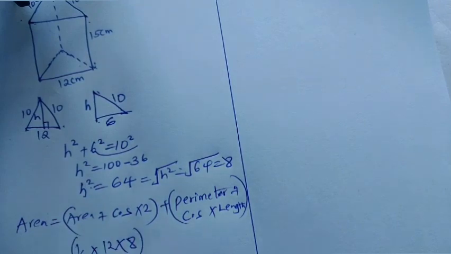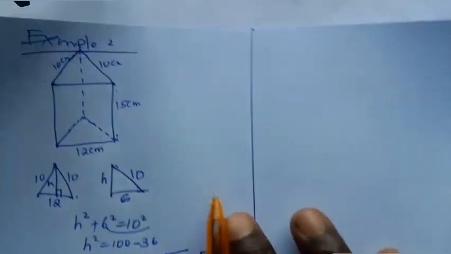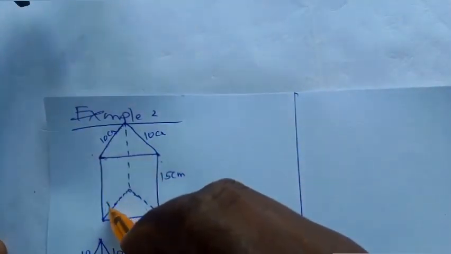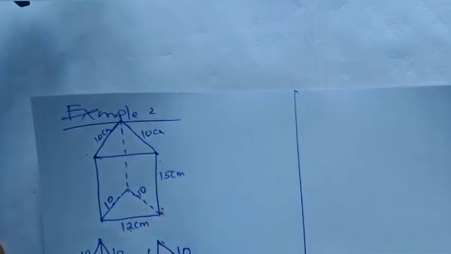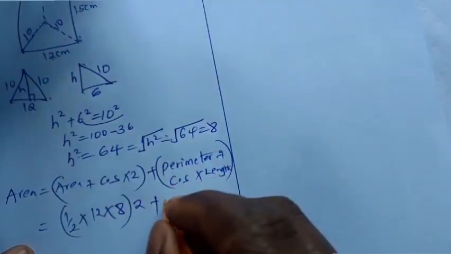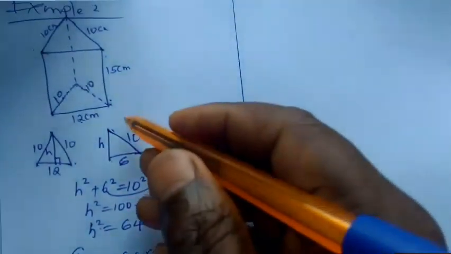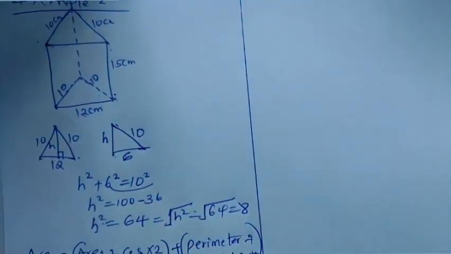Then times 2 plus perimeter of cross section. So from up to here is 10, this is 10. So 10 plus 10, 20, plus this 32. So that is 32 times length, which is 15. Right?